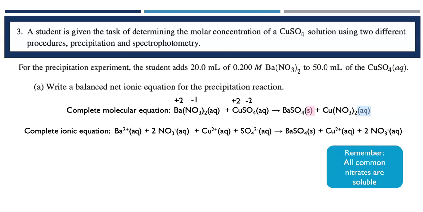And that means the ions that aren't changing in any meaningful way have to disappear. So we need to cross them out. I see 2 nitrates on the reactant side. I have 2 nitrates on the product side. Those are spectators. I can cross them out.